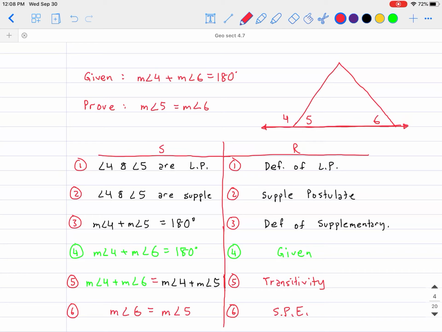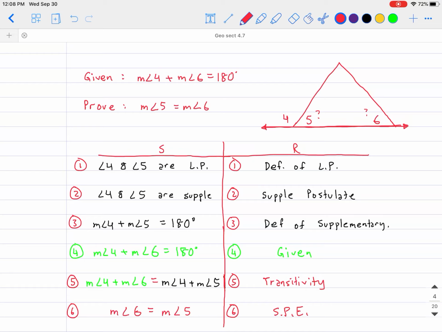Okay, so we're given in this case angle 4 and angle 6 are going to be 180 degrees. You can say that they're supplement to each other, but either one. So that's going to be given. I want to prove that measurement of angle 5 is the same thing as measurement of angle 6. So here I want to prove that these two angles right here are equal to each other. So that's where I'm going to go ahead and put the question mark. All right, so let's go ahead and begin.